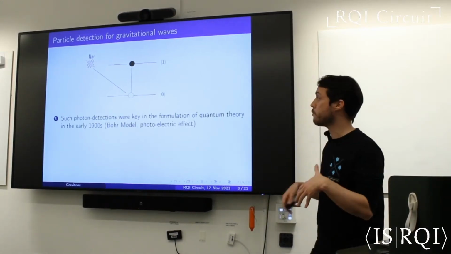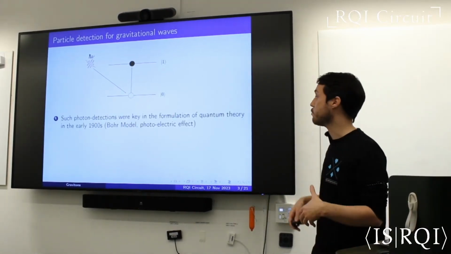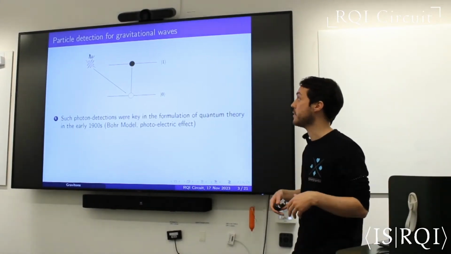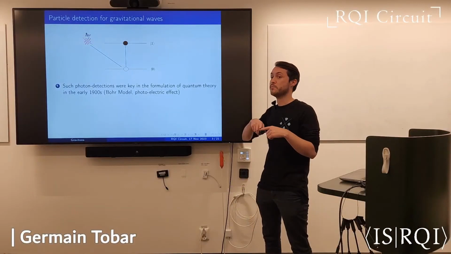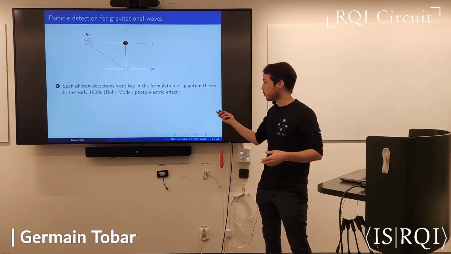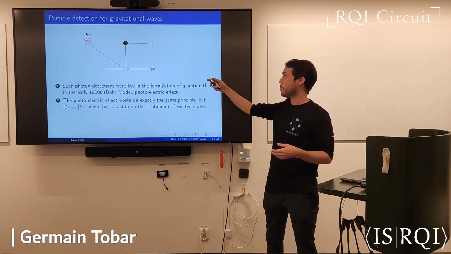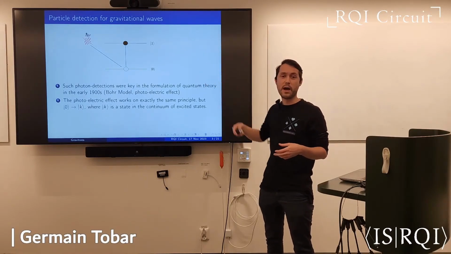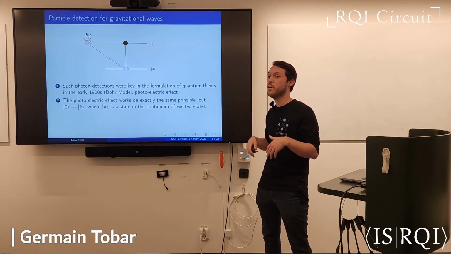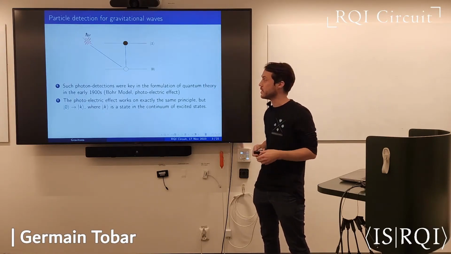So these kinds of photon detection processes were really key in the formulation of quantum theory in the early 1900s. For example, the Bohr model, where the atom undergoes transitions between its bound states and absorbs and emits single photons, or the photoelectric effect, where instead of a transition to a bound state of the atom, you have a transition to a continuum of excited states, or the free electron with varying kinetic energies.